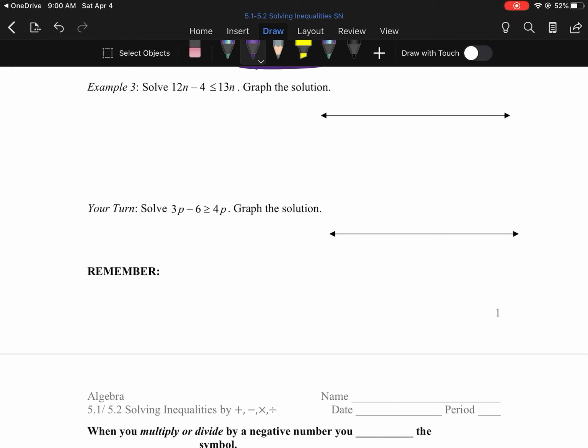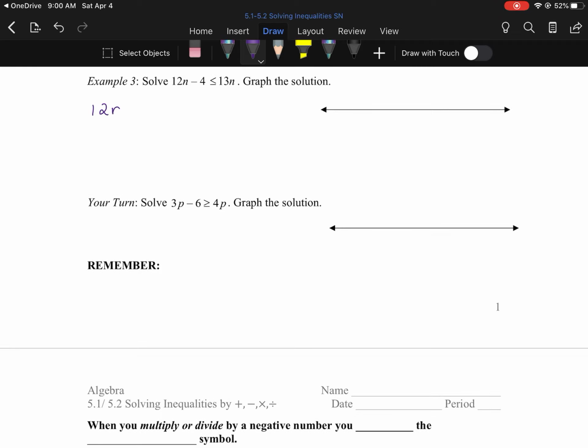So we're getting into variables on both sides now. But we solve it the same way we have solved anything. So if I have 12n minus 4 is less than or equal to 13n, I need to get my variables all on one side. So I'm going to subtract 12n from both sides to get my variable on the right-hand side. So we get negative 4 is less than or equal to 13 minus 12 is just 1n.